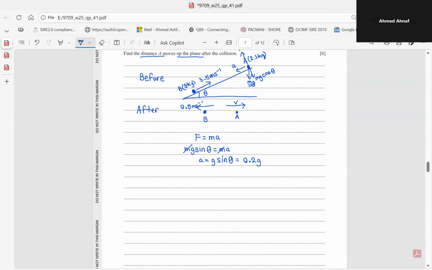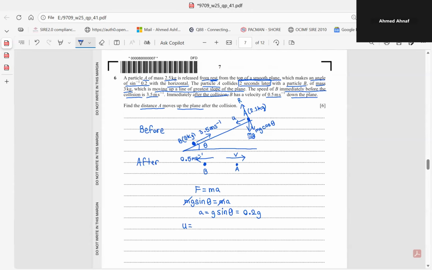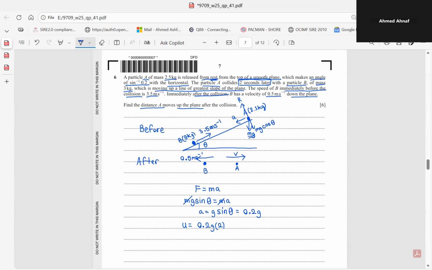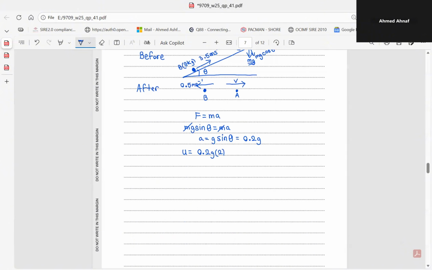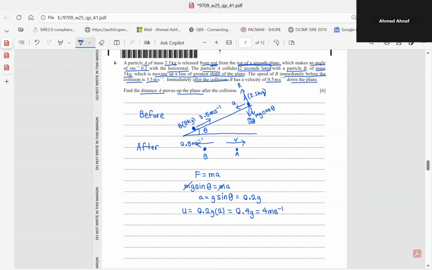Okay. So u is just going to be the initial speed, which is from rest. So 0 plus at. So a is 0.2 g times t. So t is 2 seconds later. So 0.4 g or 4 meters per second. So this is the speed right before the collision. Now we can use our conservation of momentum.